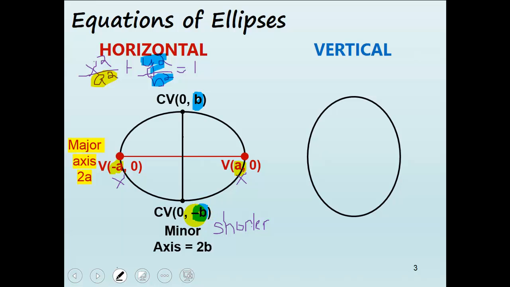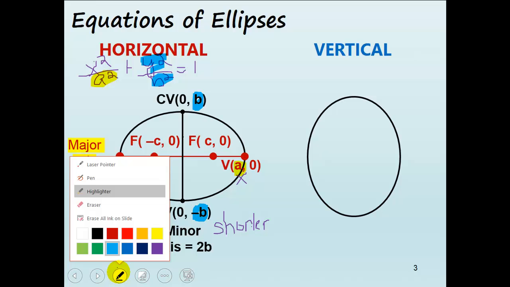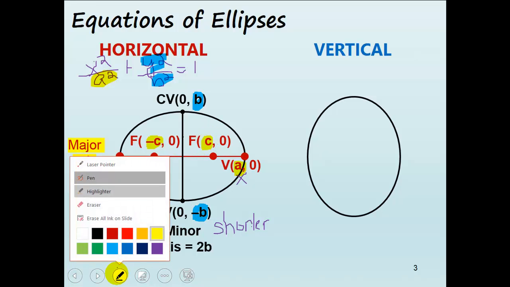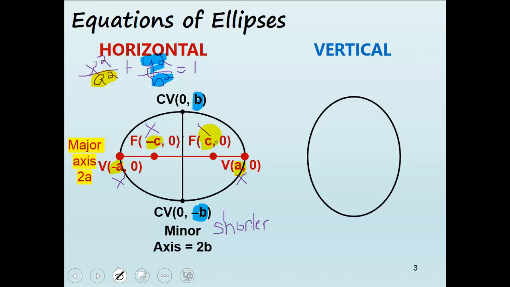The last set of points that we're going to look at are the foci. The foci correspond with the same axis as the vertices. And notice that they're in the x spot, okay? They're in the x spot. So if a squared is under x squared, then the plus or minus a's are in the x spot, and the plus or minus c's are in the x spot.